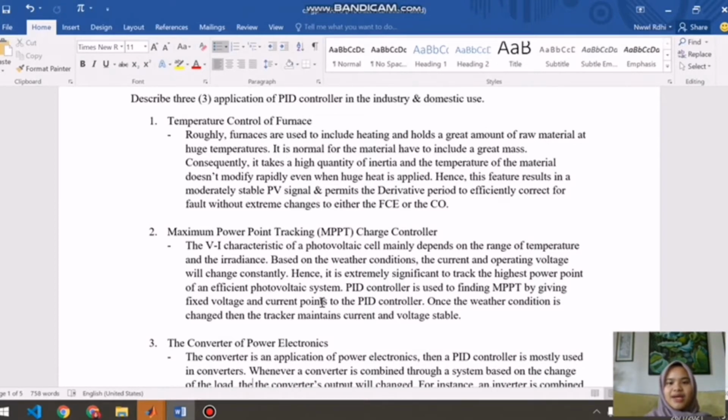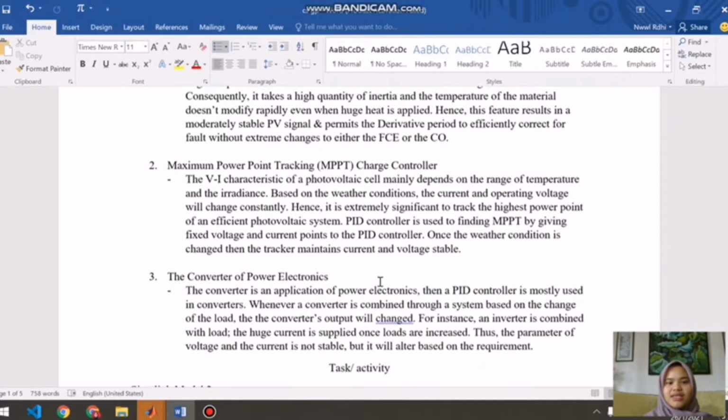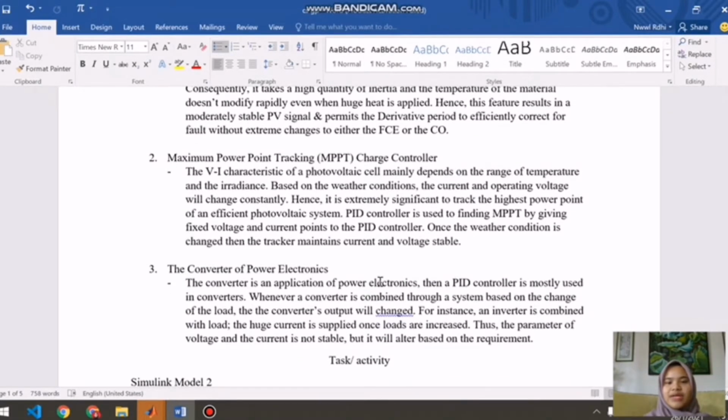Next, the PID controller is also used in an MPPT charge controller, to find the MPPT by giving a fixed voltage and current point to the PID controller. Once the weather condition changes, the tracker maintains the current and voltage so they will be stable. And the last one is the converter of power electronics.